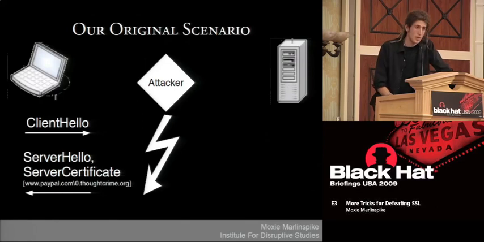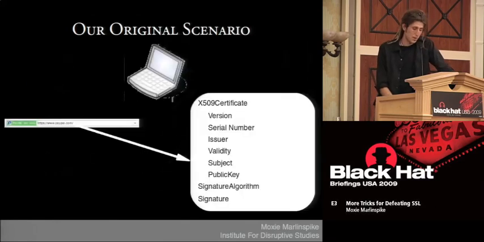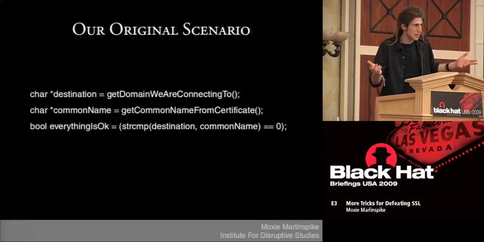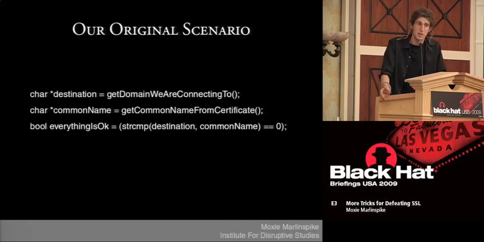Right. So when I present this to a client, the first thing that they're going to do is check the subject. If someone typed paypal.com into the URL bar of their browser, they're going to want to compare that to the subject in the certificate that I just sent them, right? And so that code might look like this. char *destination = get domain that we connected to. char *common_name = get common name from certificate. And if everything is okay, strcmp of destination and common name will equal 0. These will be the same strings, right?